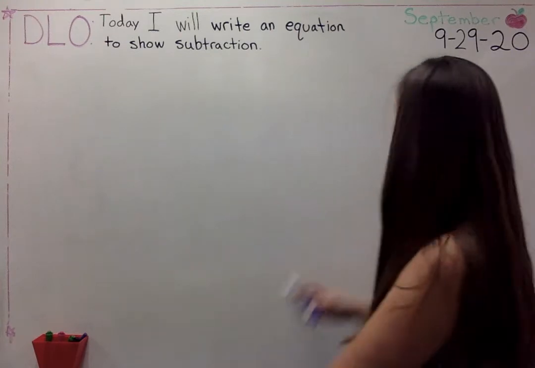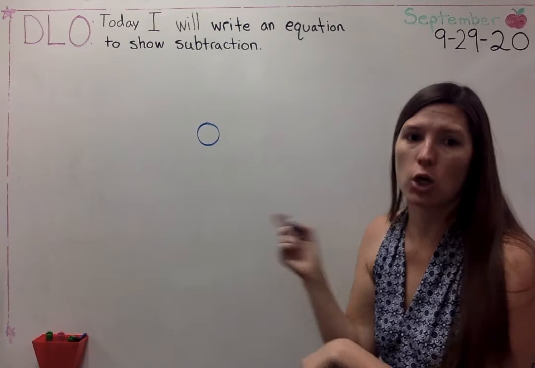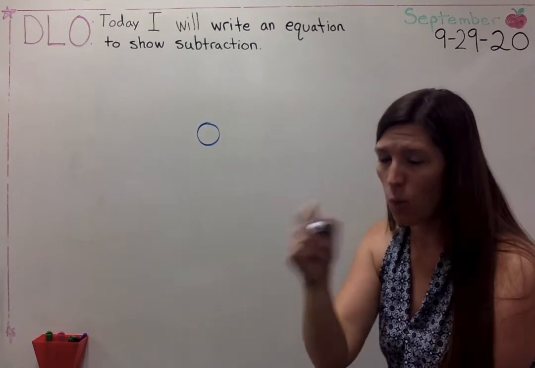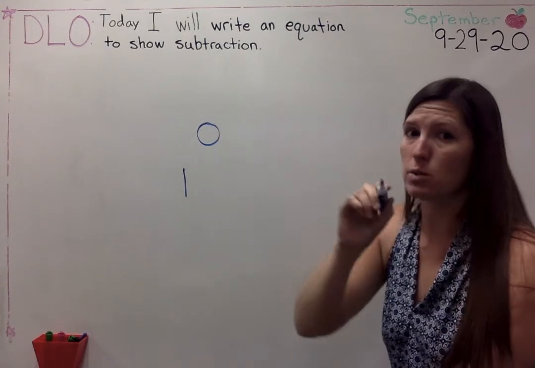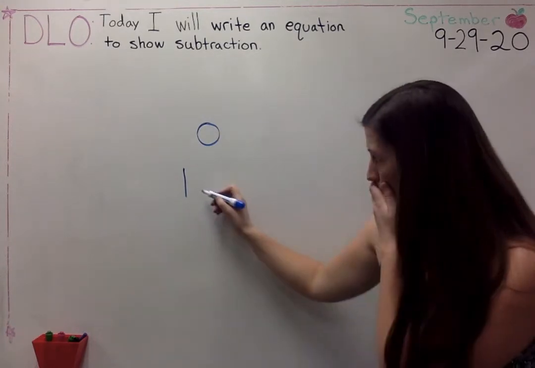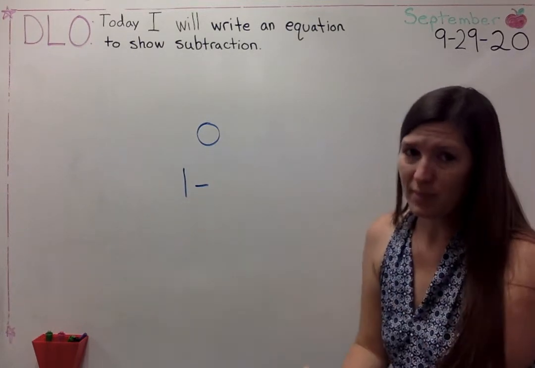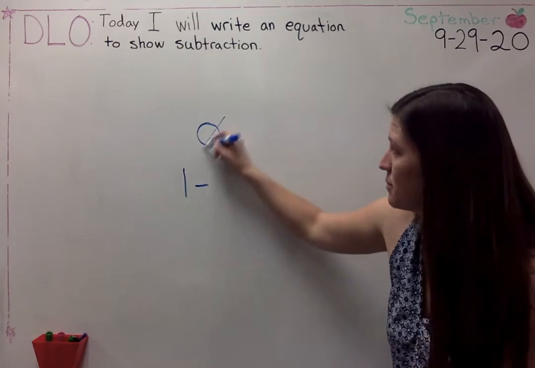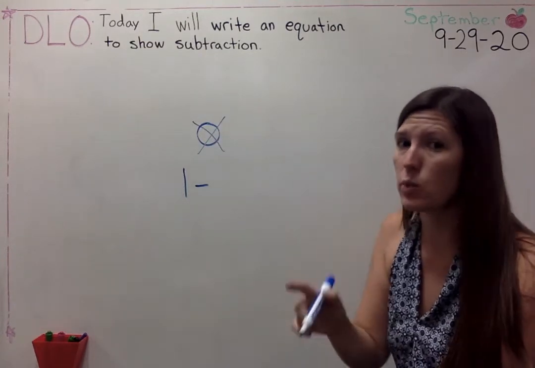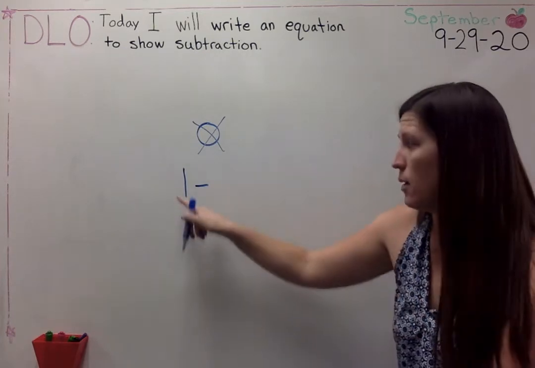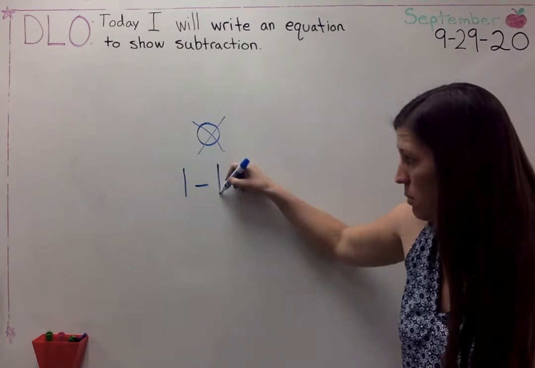All right, next one, let's do, I have 1 cookie. How many do I have? 1. Let's start my equation. 1. I know we're subtracting, so I'm going to use my operation minus. 1 minus, I ate my cookie. How many did I eat? I ate 1, so we took away 1. I started with 1 cookie, and then I took away 1 cookie because I ate it.